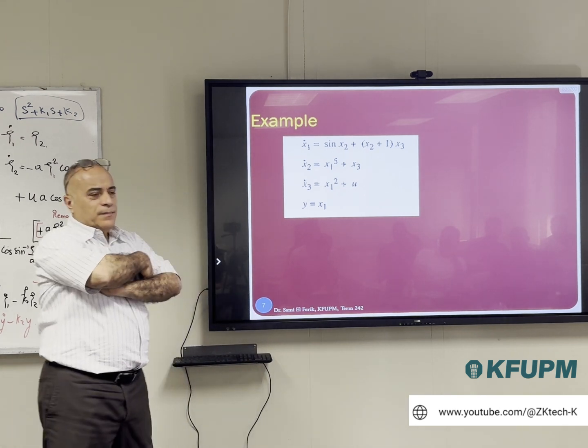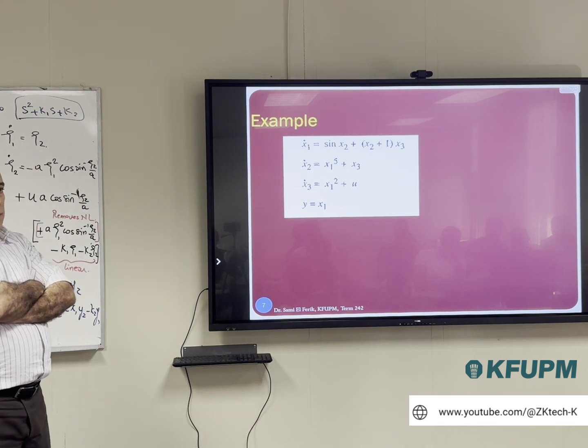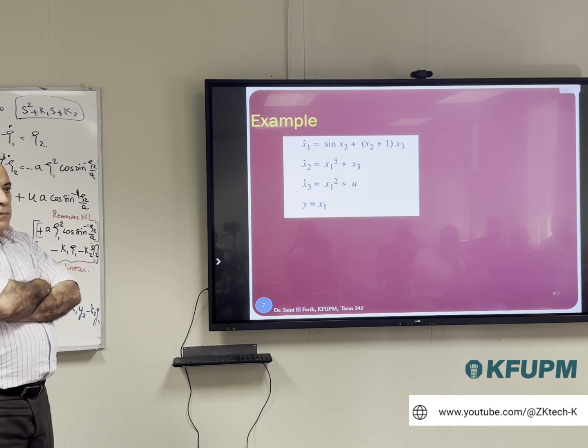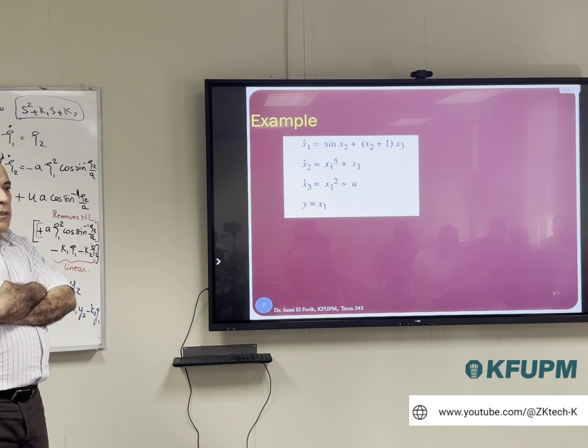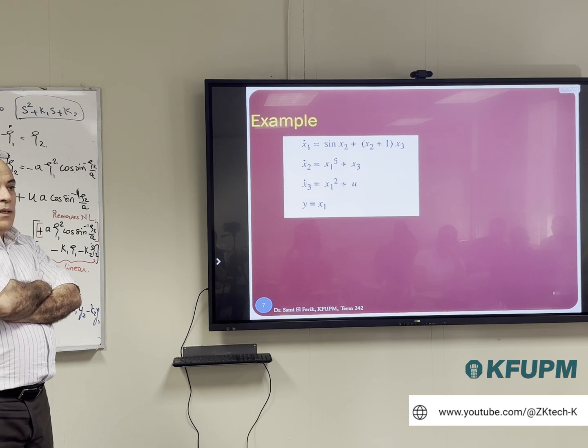Yes. For example, if you have plus x2 in the x3 dot, so x1 and x2 appear in the third state. In that case, can we say that we don't need to look for the internal state? No, we need to look for the internal state, but both x1 and x2 appear. Exactly. But we need to see which one is affected. We need to investigate more.